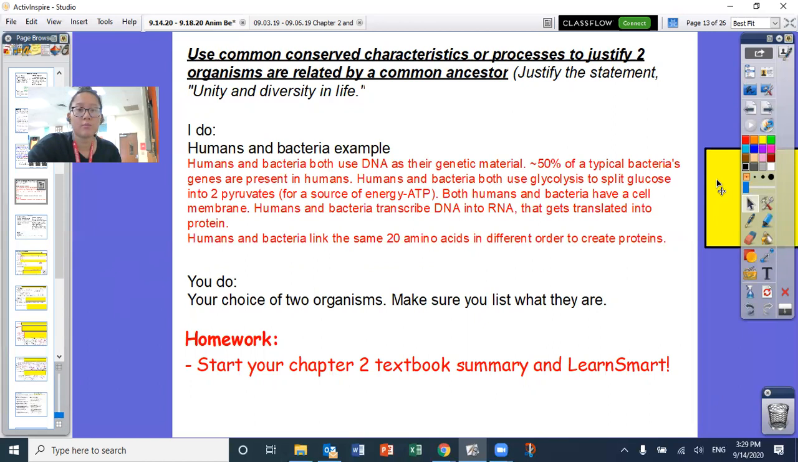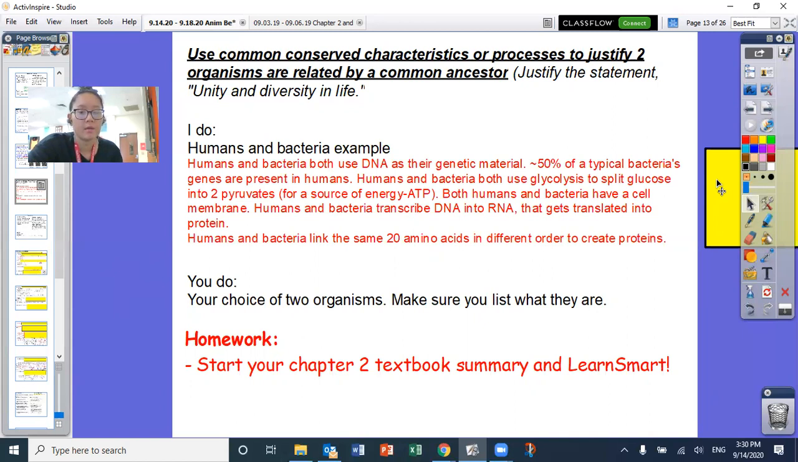So after reviewing the example that I did, you are going to pick 2 organisms. Make sure you list what they are, and then you're going to write it out. You can type it out if you want to, or you can handwrite it and then scan it into the Google Classroom. So you're going to pick 2 organisms and then do basically what I did. Write down how these 2 organisms are similar through genetics, through metabolic processes, through areas that they live, to kind of prove that there is common ancestry.